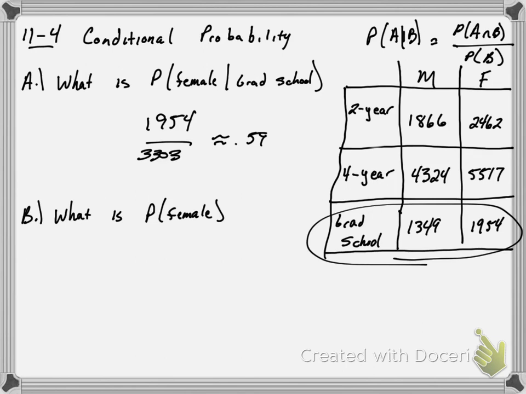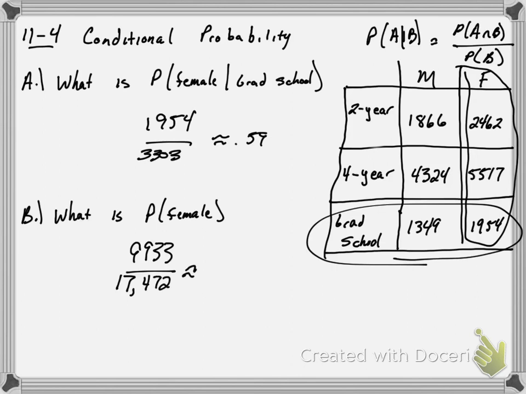Okay? So then they ask, what's the probability of female? So again, it doesn't matter now. There's no given. We're just looking for the number of females. So what I want to do is add up this whole column and divide it by the total number of students. That whole column adds up to 9,933, divided by the total number of students, which is 17,472. Punch it into a calculator, divide it, get about 57%.